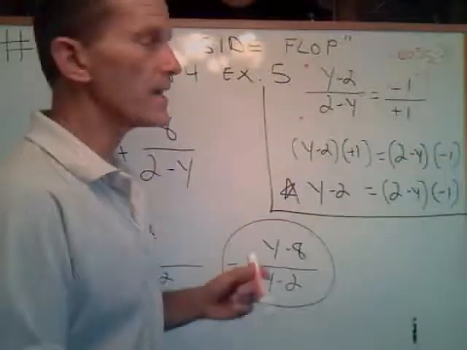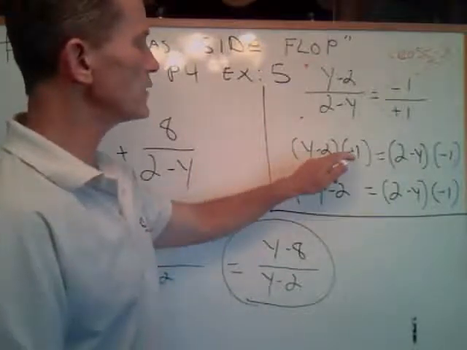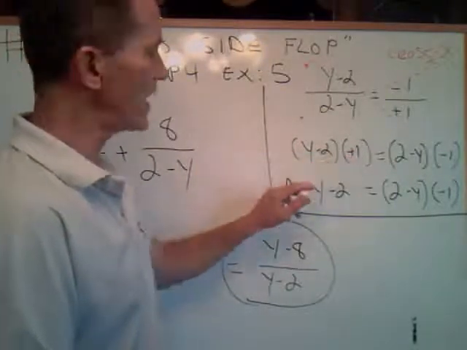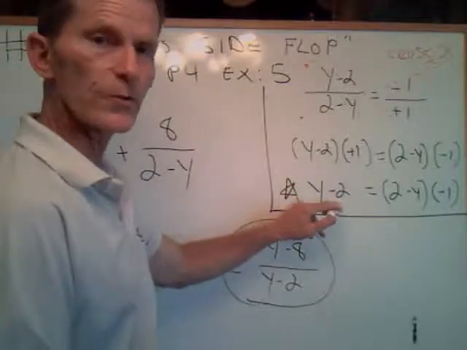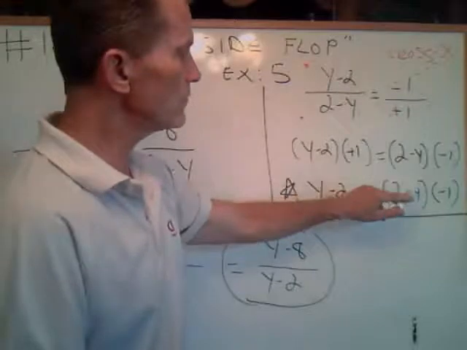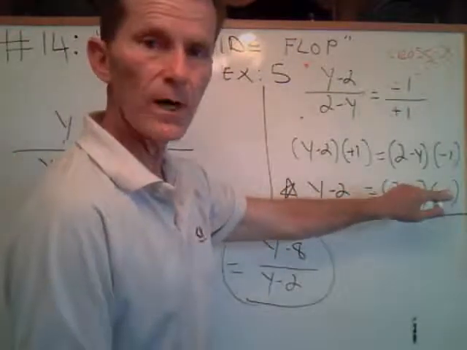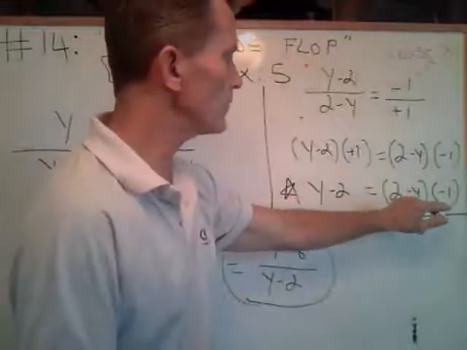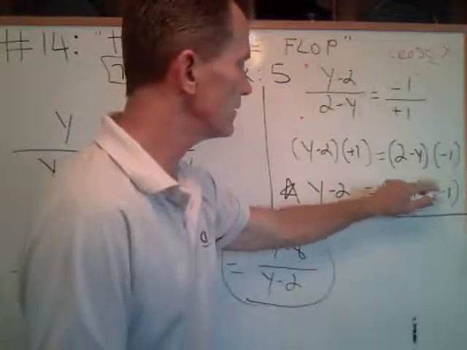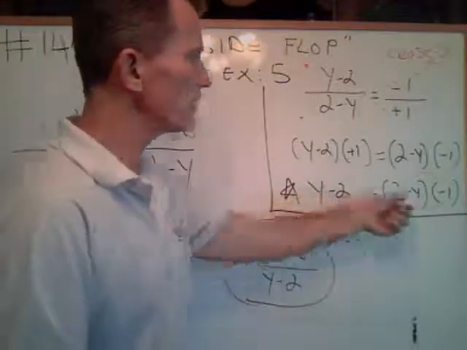Now, let's simplify. The quantity y minus 2 times a +1 does not change the value, and you're left with y minus 2. Now look over here. y minus 2 is equal to the quantity 2 minus y times -1. If you use the distributive property and multiply these out, you would come up with y minus 2. Again, I want you to look at it in this format.